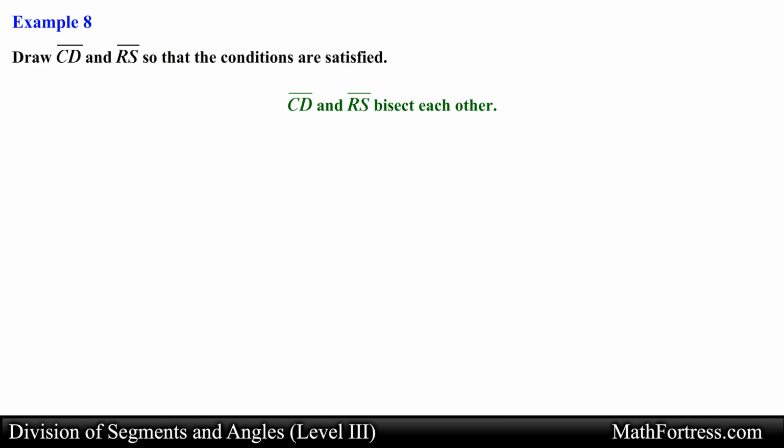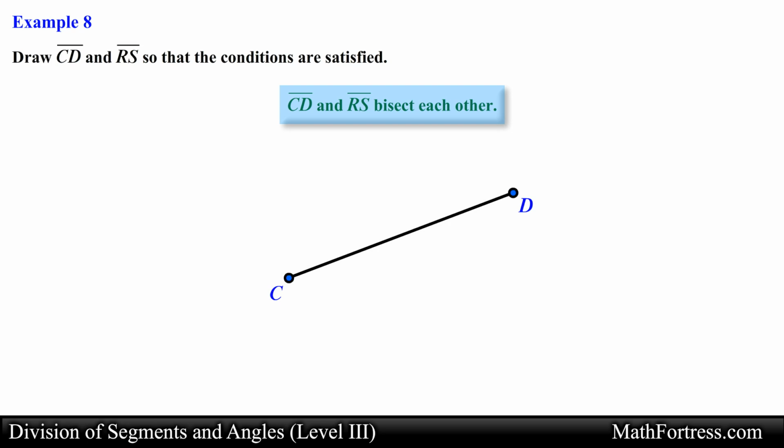Segment CD and segment RS bisect each other. Similar to the previous problem, we can illustrate these conditions by drawing 2 line segments that intersect very close to each other's midpoint as follows. Then, we need to draw tick marks for each line segment to show that each line segment is bisected.